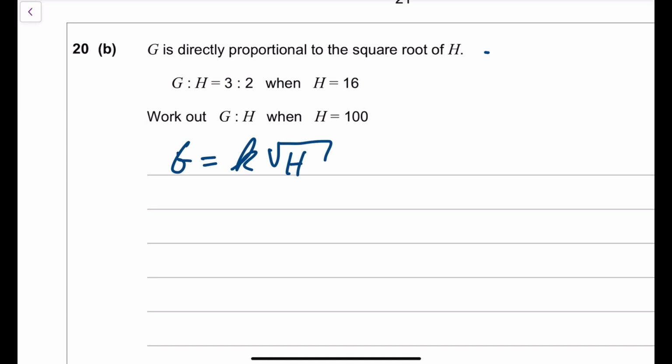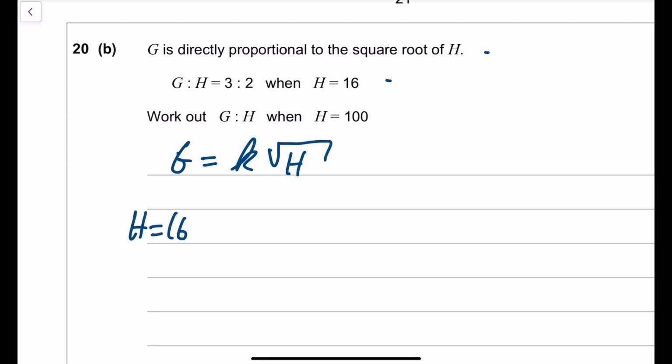It says G to h is 3 to 2. They seem to be very fond of ratios in this question, this exam. G to h is 3 to 2 when h is equal to 16. Work out G to h when h is equal to 100. Okay, right, I have no idea. Let's just get started.